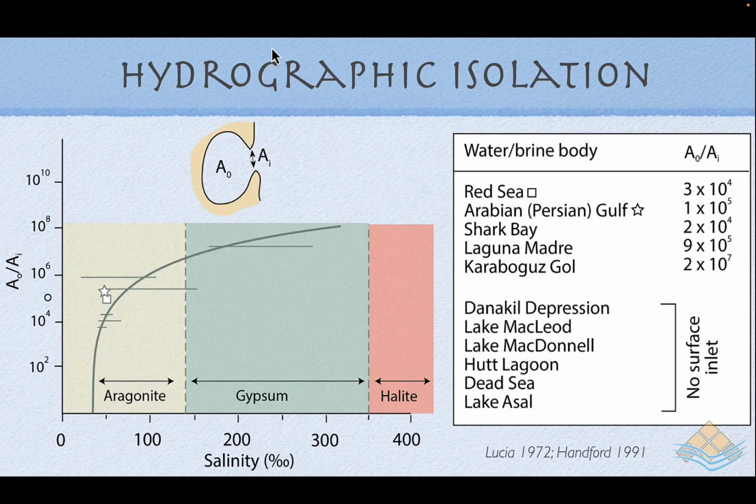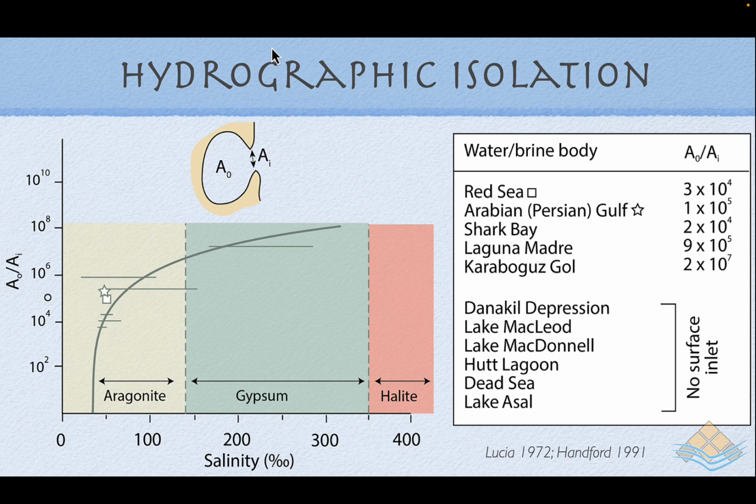If we look at the areal extent of modern Holocene evaporites, there's an interesting relationship that was underlined by Lucia and then subsequently reworked by Hanford in a couple of papers in 1972 and 91, where they plotted the ratio of the inflow area, A subscript I, to the overall area of the total evaporite accumulating region. What they found was that if you're going to form any significant volume of evaporite getting up into the gypsum and halite accumulation, you need significant restriction.